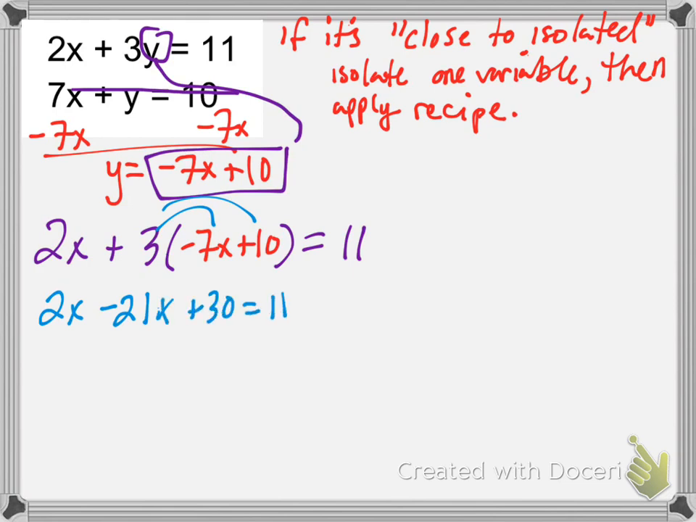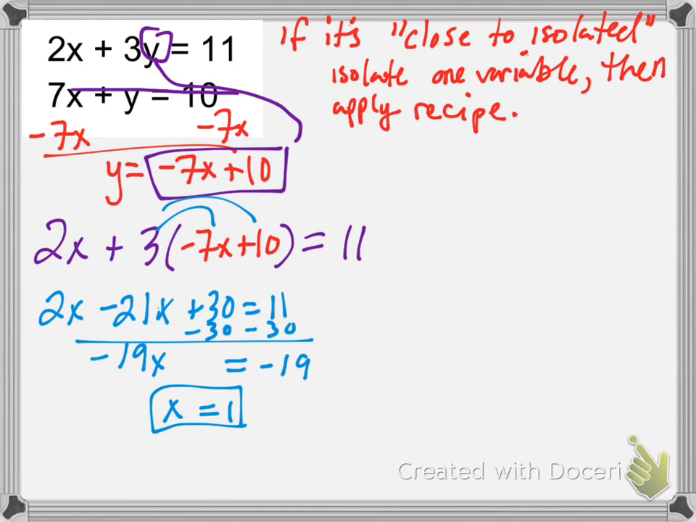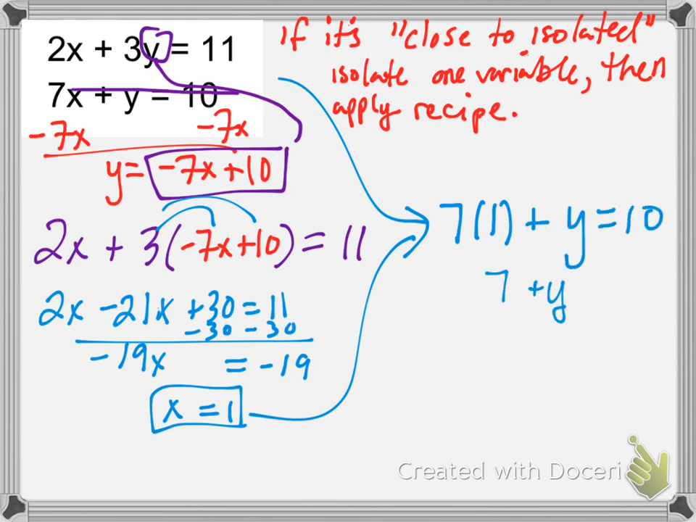Now I distribute, combine like terms, move the 30 to the other side to solve, and that gives me 1. I guess that means we're almost at the bell, kids. So now I plug the 1 into one of the expressions, get y equals 3.